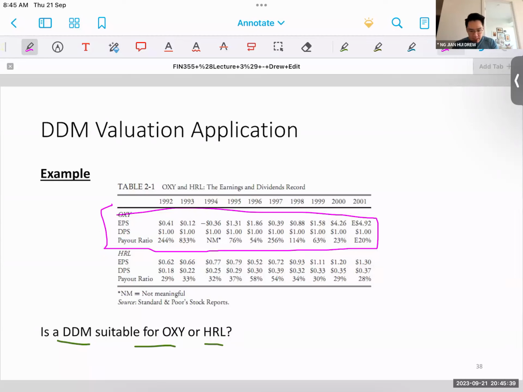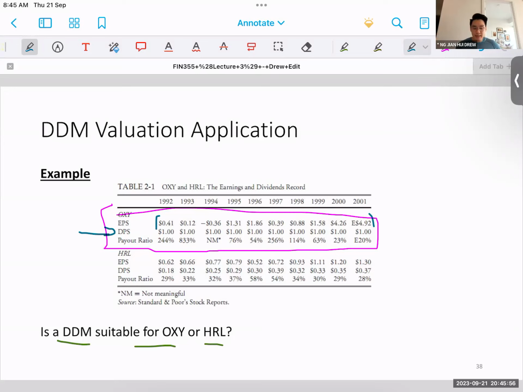So what we notice here, can we see something that is peculiar? We see that they pay out a dividend per share of $1 throughout, regardless of the earnings per share, right? When they are making a loss, they still pay $1. When they are making a gain, they still pay $1.